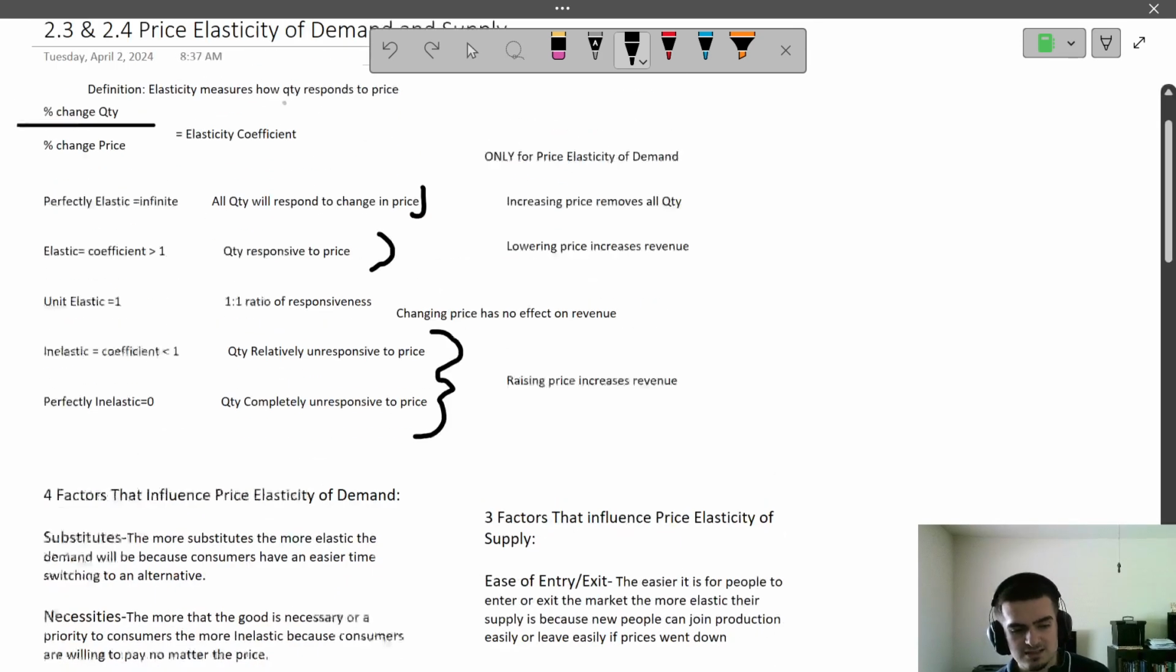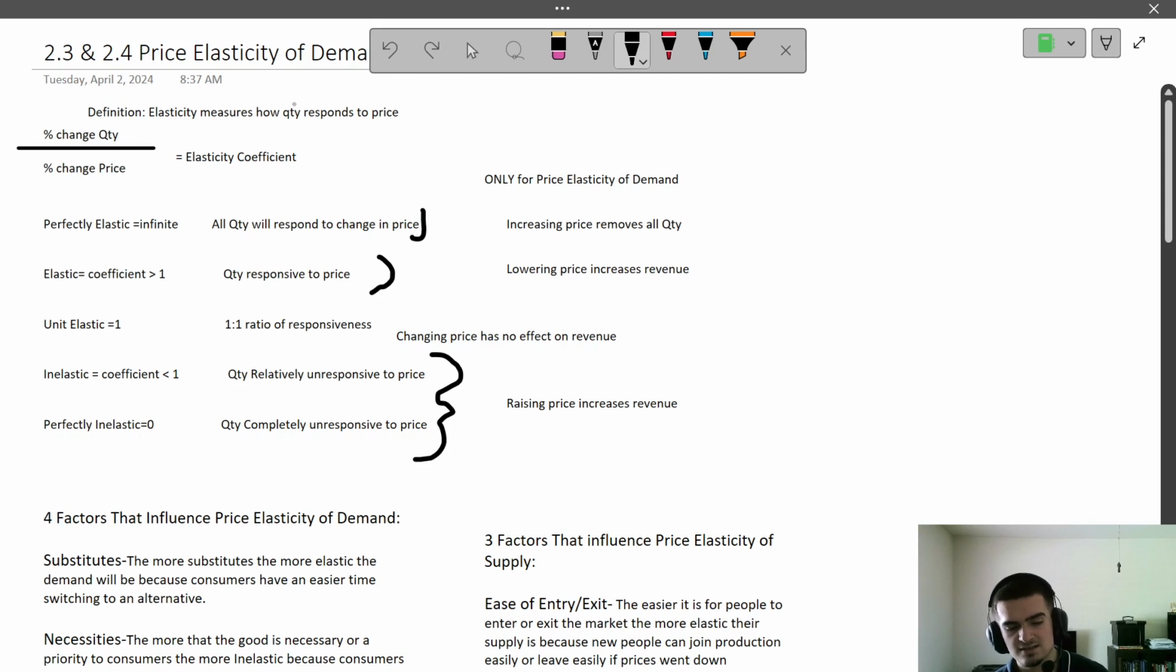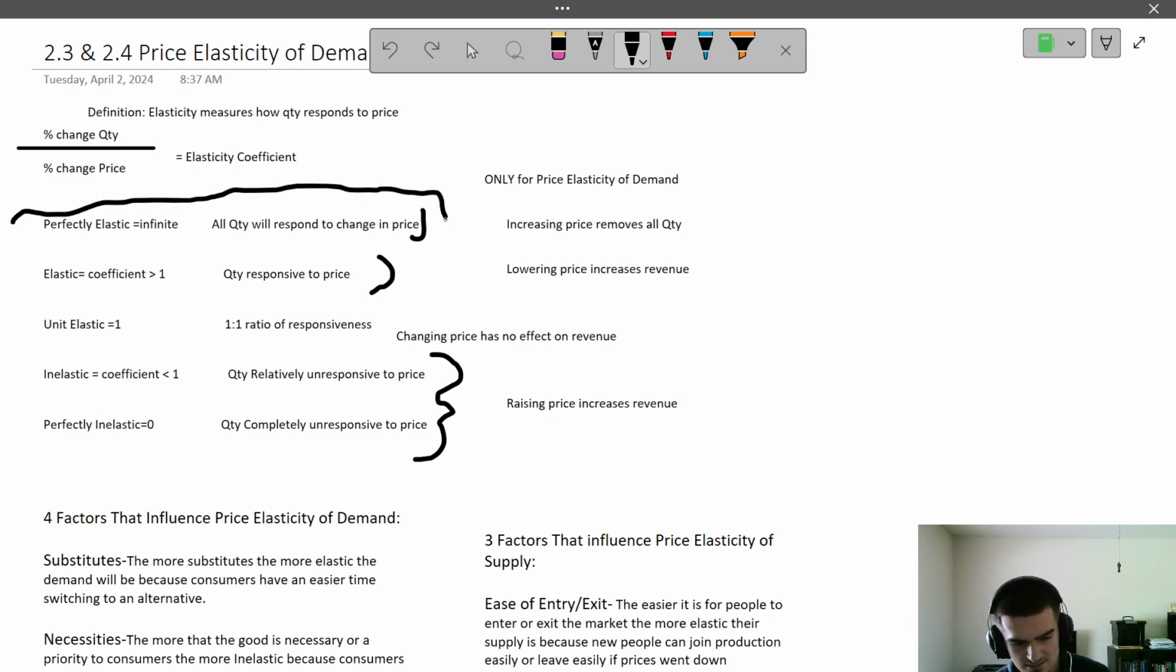What I just talked about was price elasticity, and there's price elasticity of supply and price elasticity of demand. This part of the concept stays the same, this part about revenue doesn't. The part about revenue is only for price elasticity of demand, but this part applies to both. It's the same formula, percent change in quantity over percent change in price, for price elasticity of demand and price elasticity of supply.